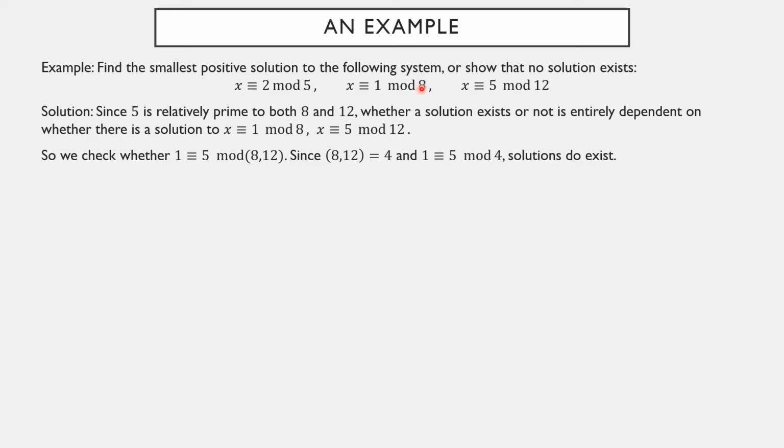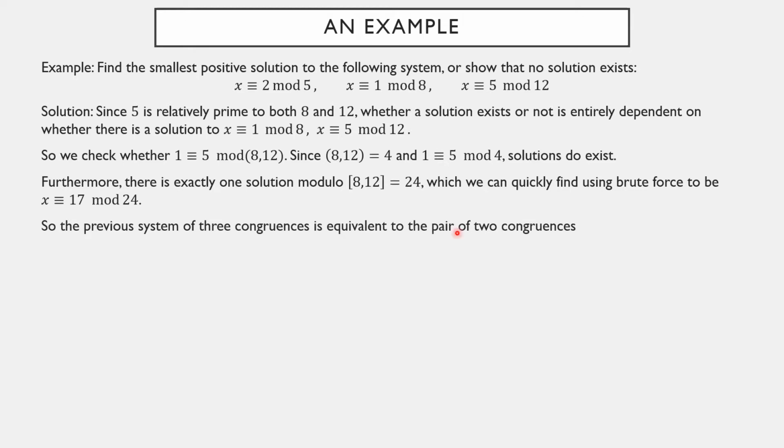So I need to compute the greatest common factor of 8 and 12, that's 4, and then ask, is 1 equivalent to 5 modulo that number, 4? Yes, 1 is equivalent to 5 mod 4. So there are solutions to this pair. There will be a unique solution modulo the least common multiple of 8 and 12. Since that's definitely relatively prime to 5, I can then just claim there is a solution overall, and then I can try to find it.